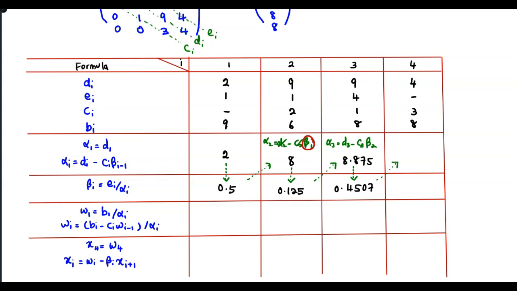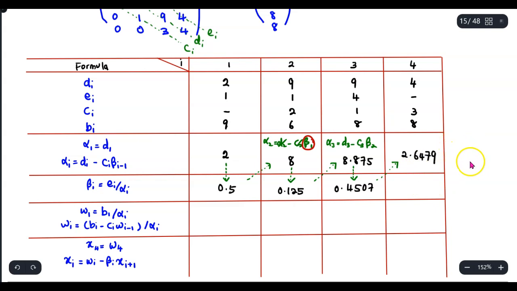With that value, we can go up to get our alpha 4, which is D4 minus C4 beta 3. So this is 2.6479. After that, we don't need to go down, because you would go down only if you want to get alpha 5, which is not the case here. If you have a larger system, then you may need alpha 5, which means you need to go down to get beta 4. But for this example, enough up to this, so you can just put a dash over there. So we are settled on alpha and beta.